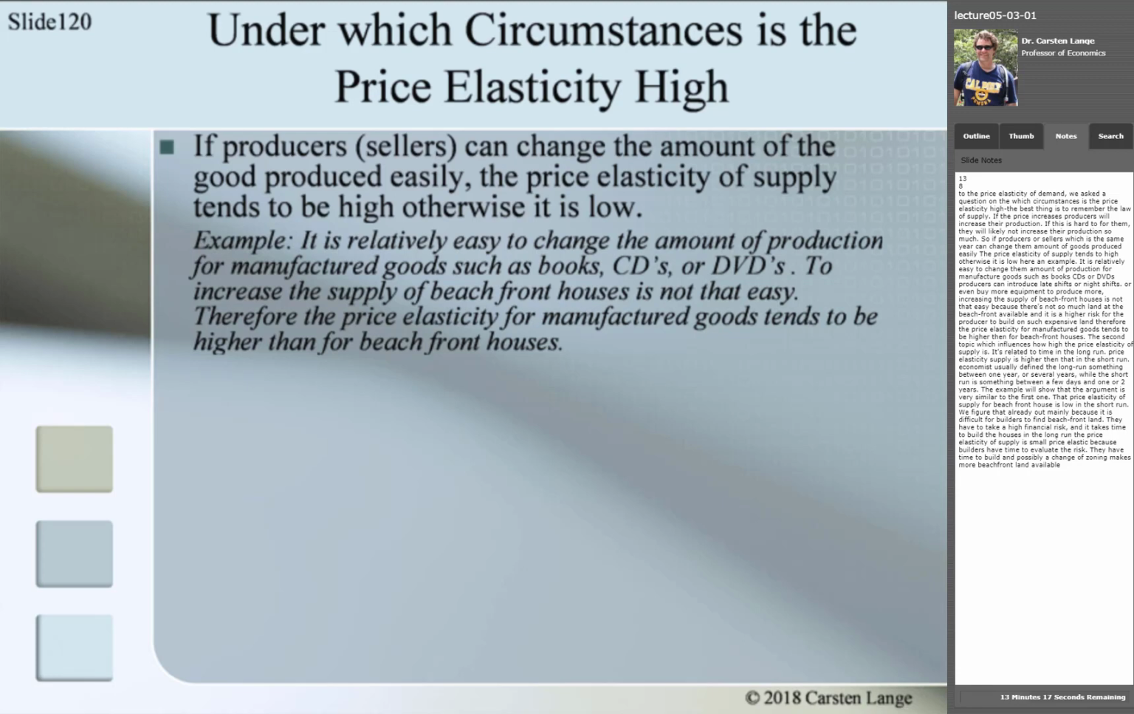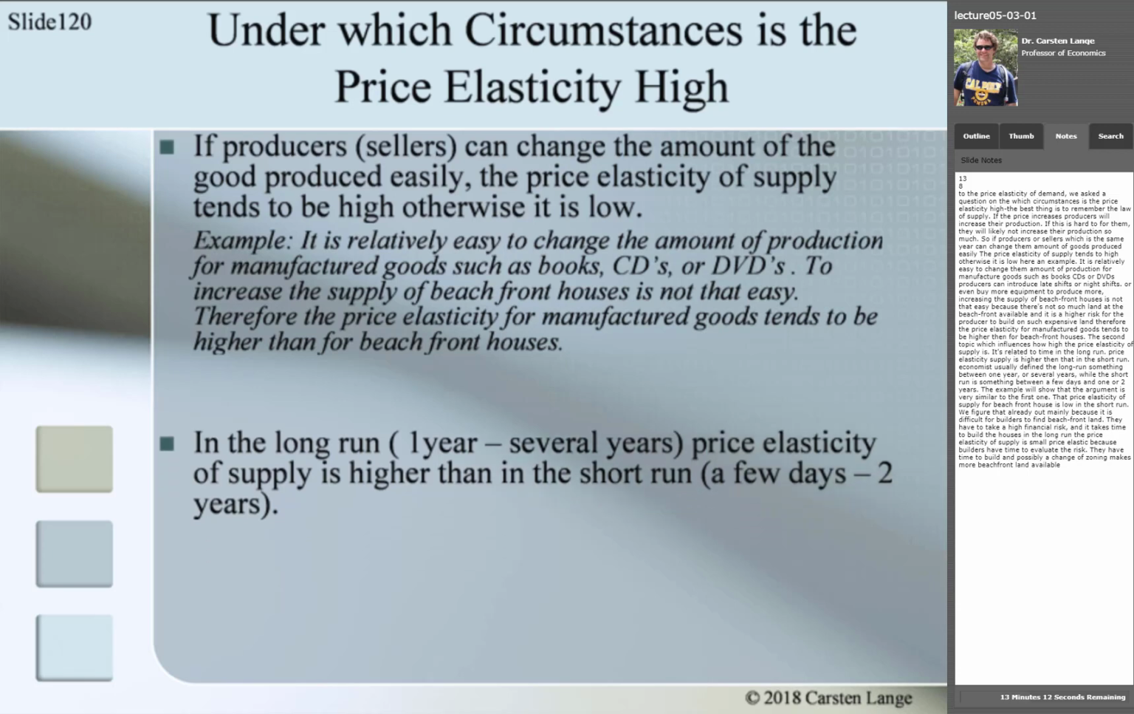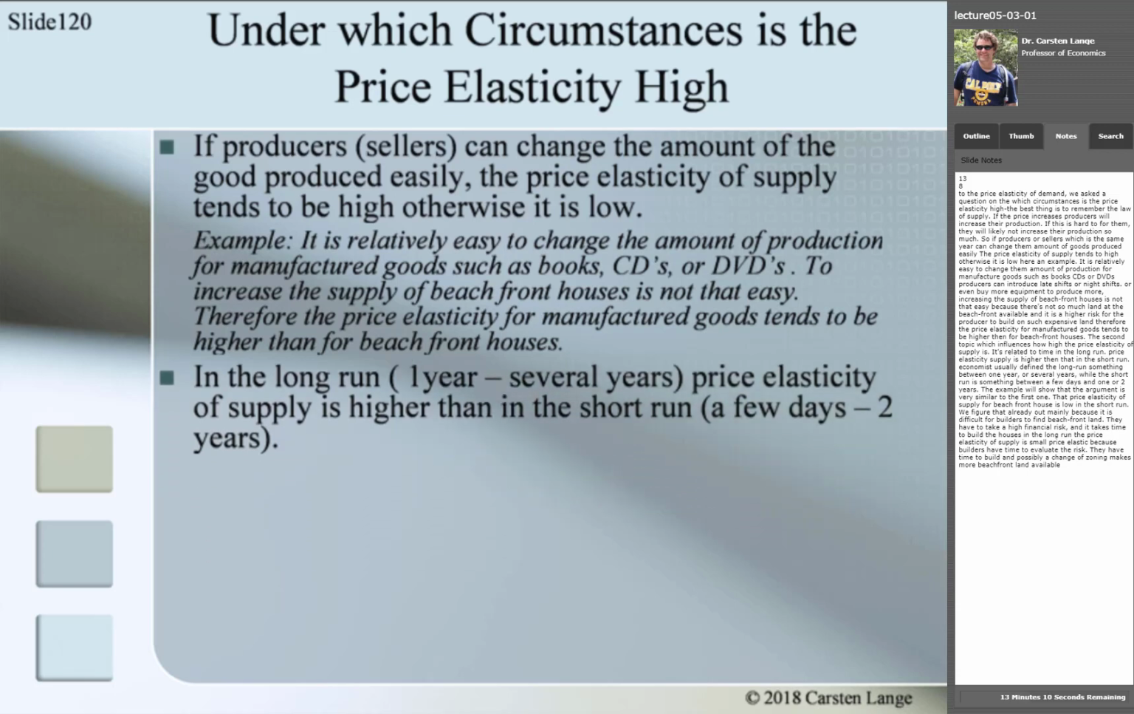The second topic, which influences how high the price elasticity of supply is, is related to time. In the long run, price elasticity of supply is higher than in the short run. Economists usually define the long run as something between 1 year and several years, while the short run is something between a few days and 1 or 2 years.